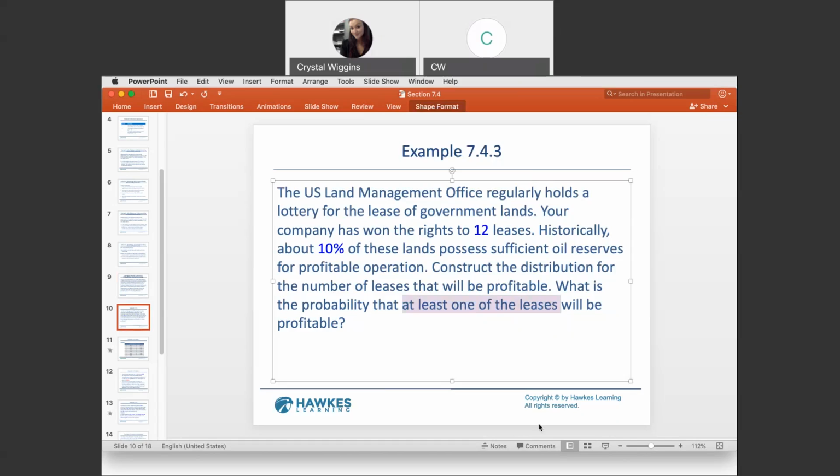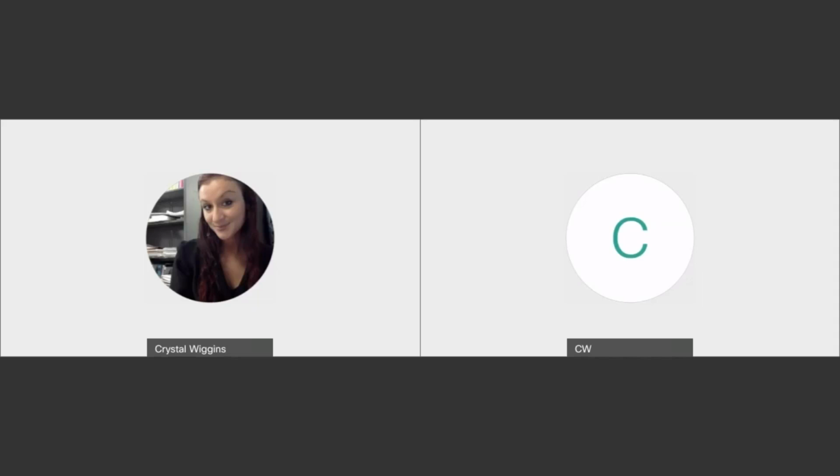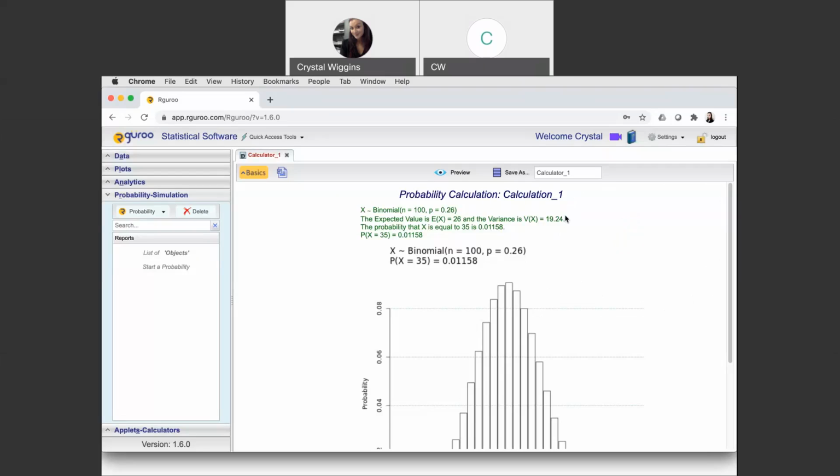creating the probability distribution. Now let me show you how to do that in Rguroo. So when I was playing around with Rguroo, it does a good job of allowing you to stack the probabilities, but it doesn't necessarily create a pretty chart for you. You kind of have to do that on your own. It does create pretty graphs, as you can see, but not pretty charts. At least I haven't seen where it can do that.